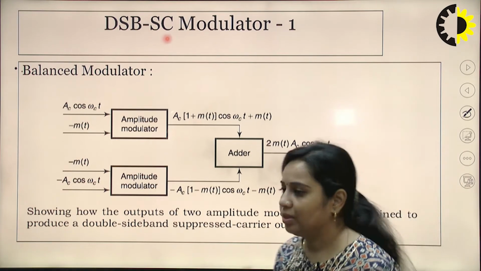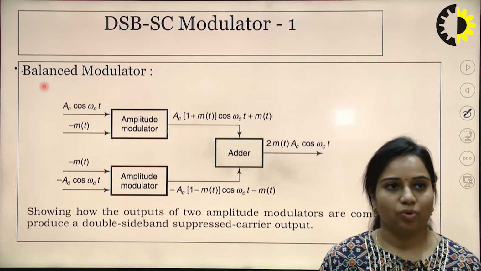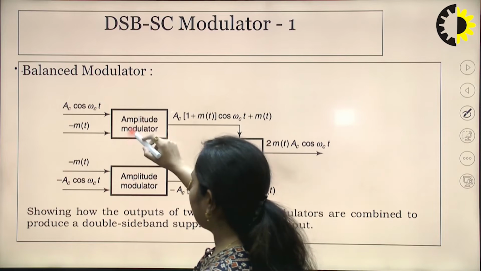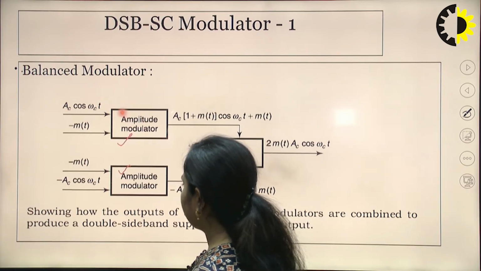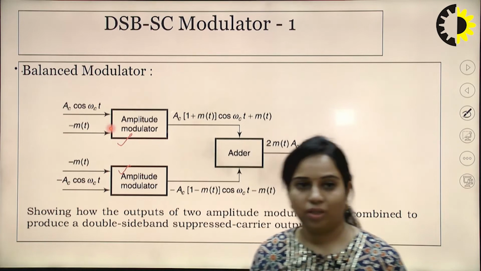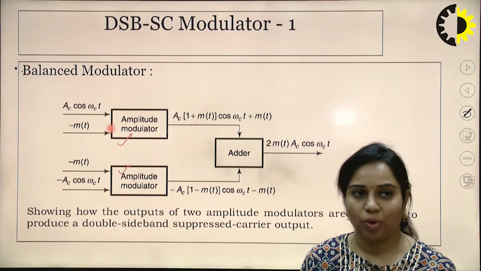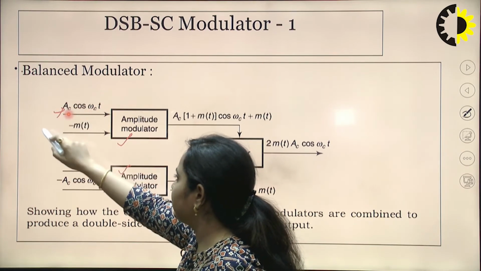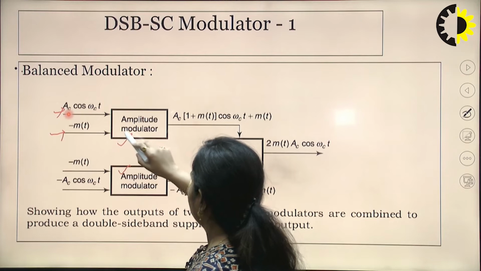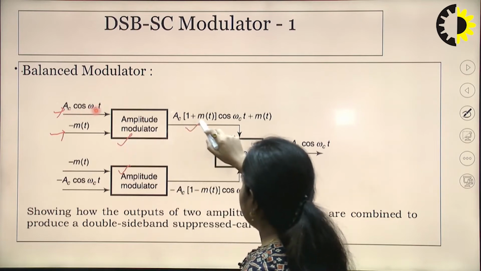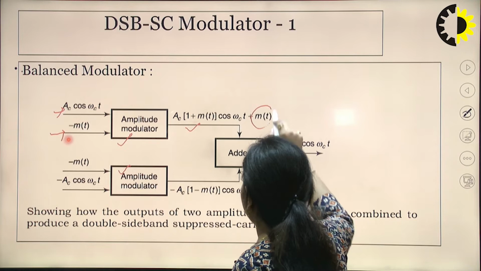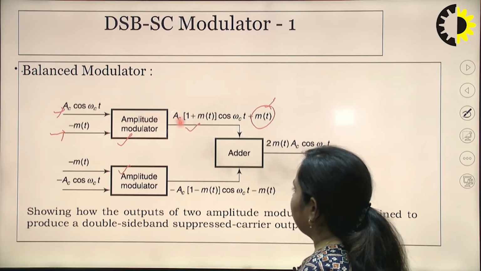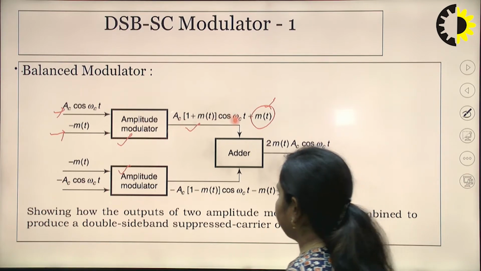Balanced modulator is a kind of product modulator where you are going to multiply the incoming signals. So this is the amplitude modulator. Amplitude modulator can be drawn using BJT, or it can be drawn using diode also, because diode is a non-linear device. So the incoming signals of this amplitude modulator are Ac cos omega ct and m(t). So when it is multiplied, we will get this Ac (1 + m(t)) cos omega ct, plus m(t). So this will be the message signal, and this is the carrier and amplitude modulated signal.